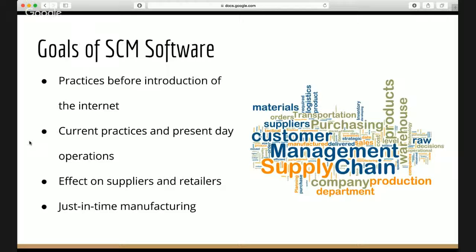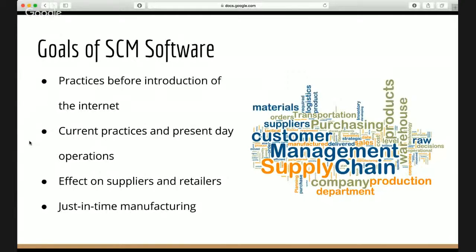And then the goals of supply chain management software, practices before introduction of the internet. So there wasn't really a whole lot of integration with software and supply chain management. It was a long process. It was a grueling process for management teams to kind of oversee the ebb and flow and constant movement of these products, raw materials, and money.